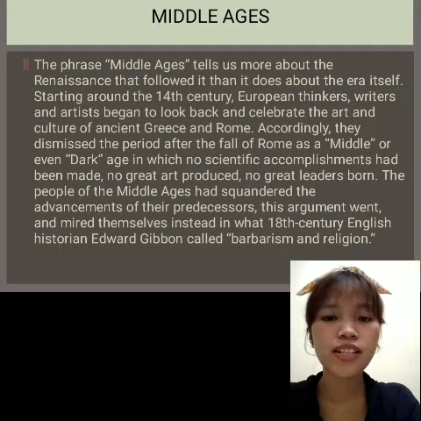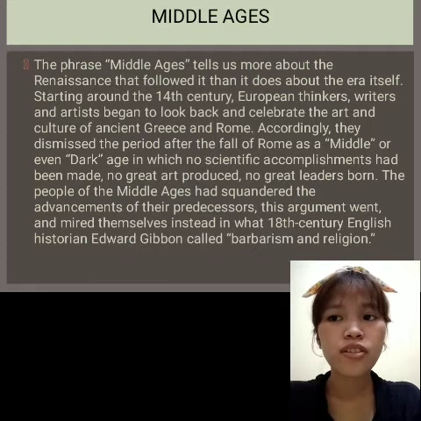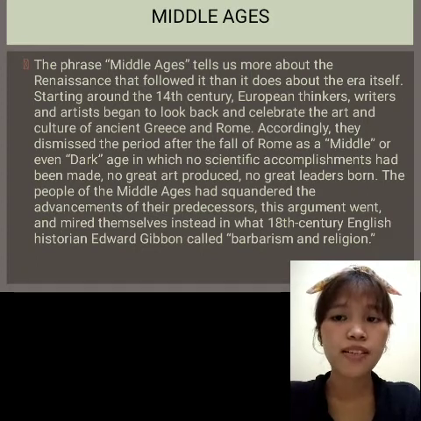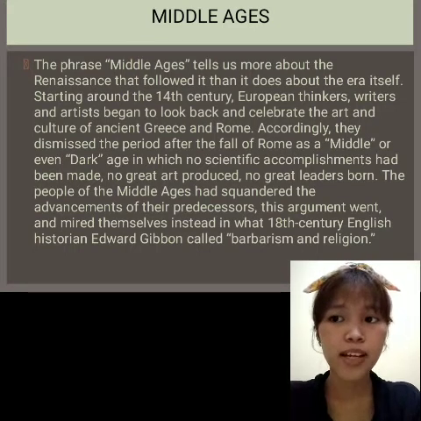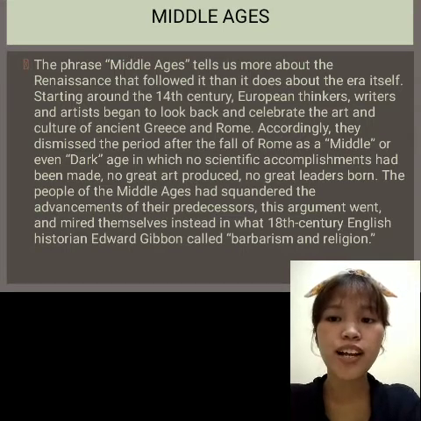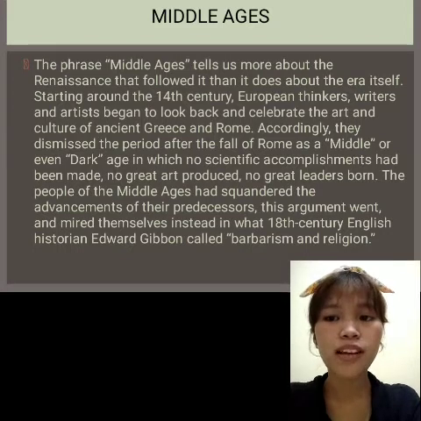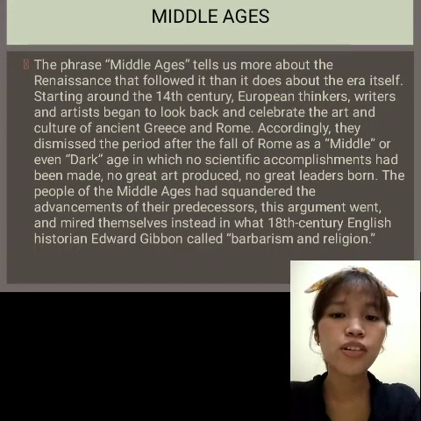Starting around the 14th century, European thinkers, writers, and artists began to look back and celebrate the art and culture of ancient Greece. Accordingly, they dismissed the period after the fall of Rome as a middle or even dark age, in which no scientific accomplishments had been made, no great art produced, no great leaders. The people of the Middle Ages had squandered the advancements of their predecessors, and mired themselves instead in what the 18th century English historian Edward Gibbon called barbarism and religion.